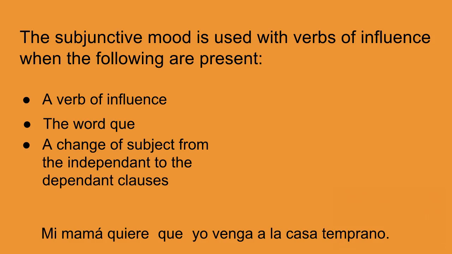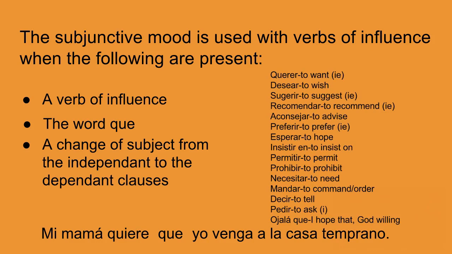Here are several verbs of influence. These aren't all the verbs of influence, but ones that are very common and you'll probably see in your classes. The bottom one, ojalá que, is not a verb that's going to be conjugated. Ojalá que means I hope that or God willing. Ojalá que tú vengas a la clase a tiempo means that I hope or God willing you arrive to class on time. The subjunctive is required with ojalá que.